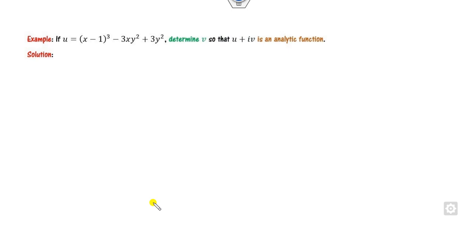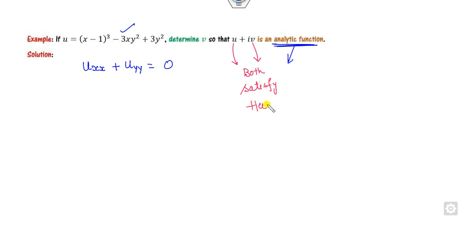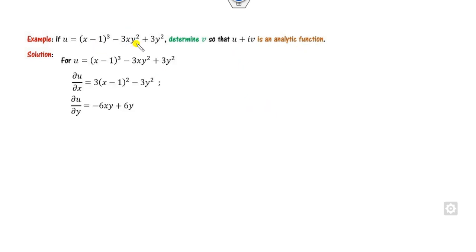Okay, look at another one. U is given to you. Whether U is harmonic or not is not given to you. So you have to firstly check whether uxx plus uyy is 0 or not, because you need to find the analytic function. If this is an analytic function, then u and v both satisfy the harmonic function. That's my other property. It means you need to firstly check whether u is harmonic or not.